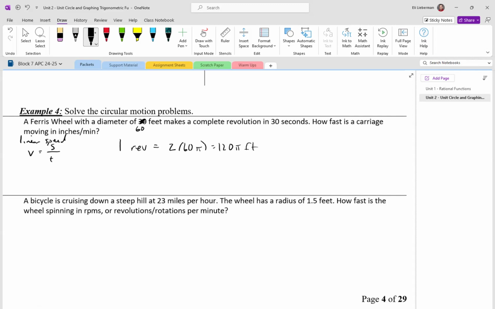Good catch, thank you. Should we change it back to 30, guys? Is it too late? Okay, I'll go back. Thank you for reading. 2 times 15 pi. Okay, so that gives us 30 feet. We want to know inches though. So we have 1 foot is equal to 12 inches. So 360 pi inches.